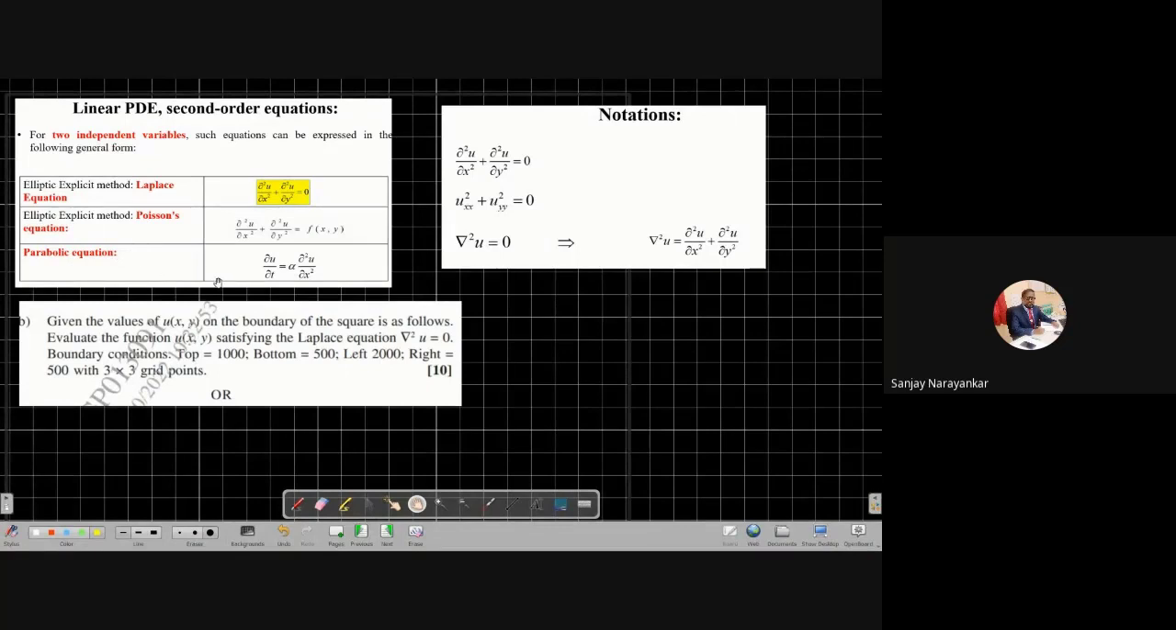In examination, generally, they will not mention it like a Laplace equation. Here it is mentioned, right? You can see that it is mentioned as a Laplace equation. Can you follow the cursor? Is it visible to all of you? I think now it's visible, right?